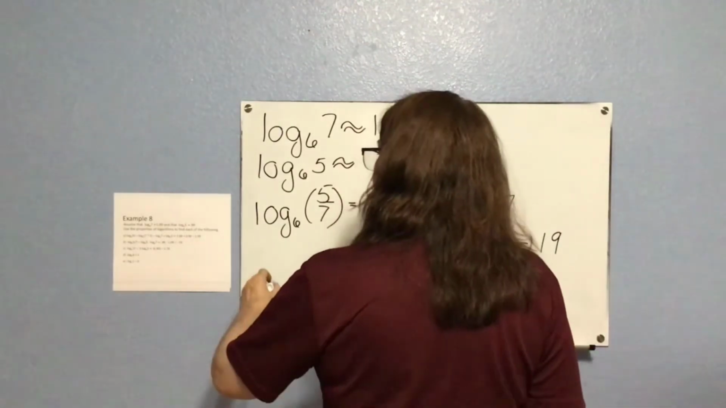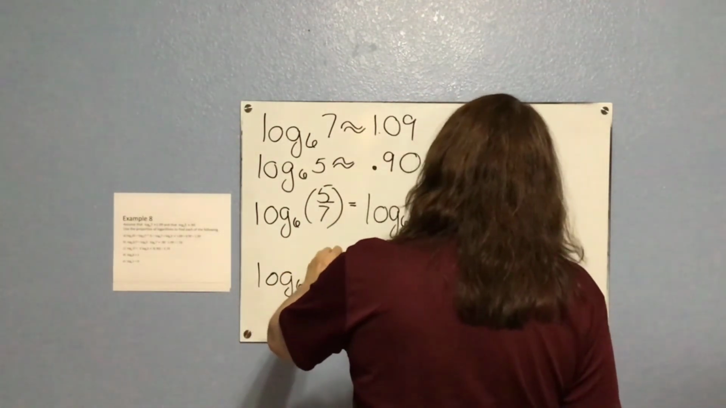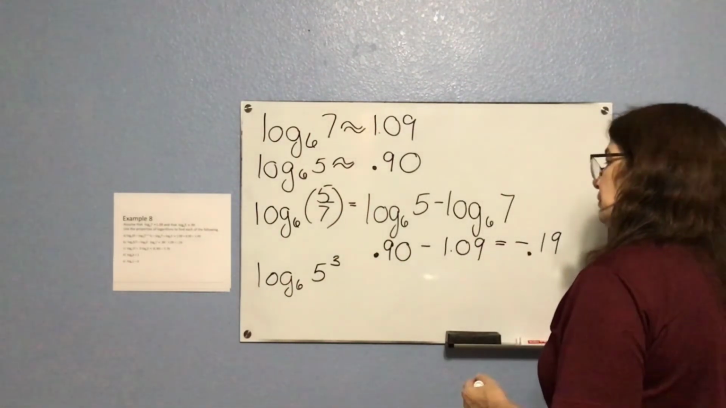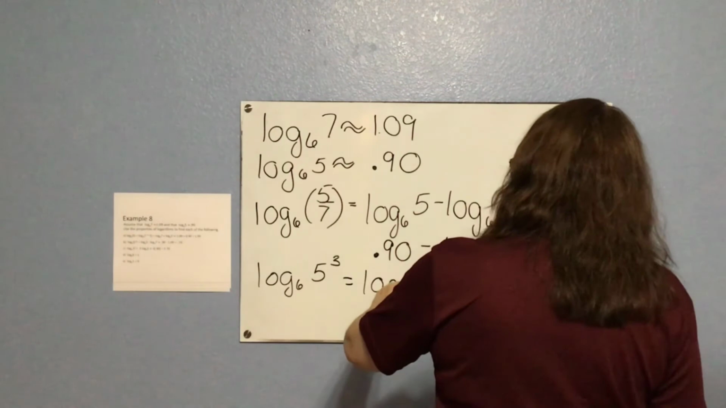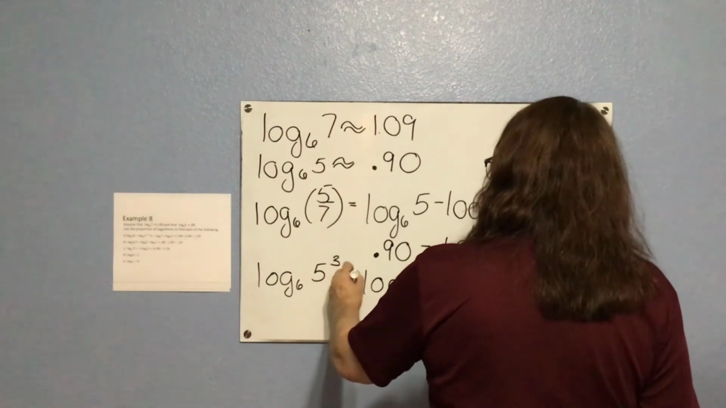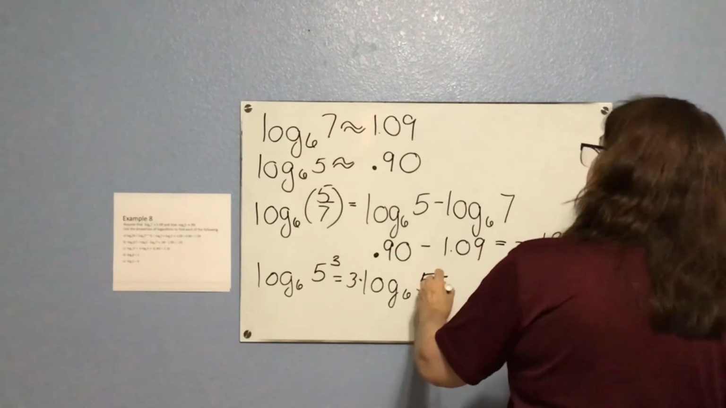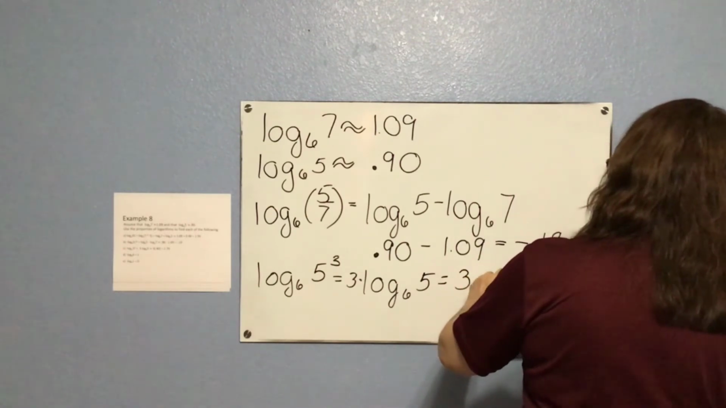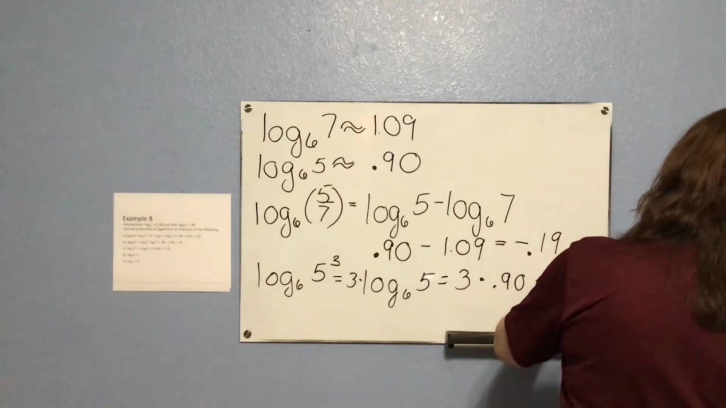How about log base 6 of 5 cubed? Now I'm going to use my power rule and move the 3 out to the front. I have log base 6, I'll move the 3 out to the front, of 5. And log base 6 of 5 I know is the 0.90, so I'll have 3 times 0.90 or 2.70.